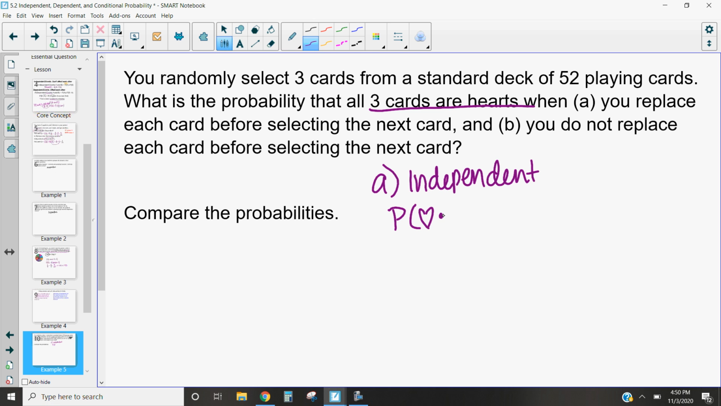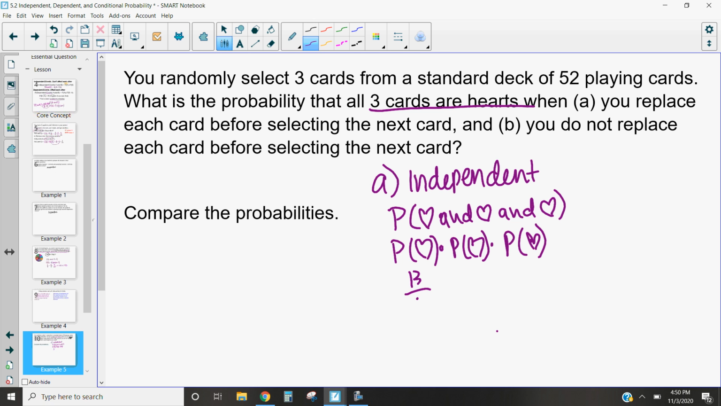When we find independent events, remember, we're just going to take the probability of getting a heart and another heart and another heart. Because they're independent, that means it's the probability of getting a heart times the probability of getting a heart times the probability of getting a heart. And that's going to be 13 out of 52 times 13 out of 52 times 13 out of 52. Now this turns into 1 over 64, which is approximately 1.6%.